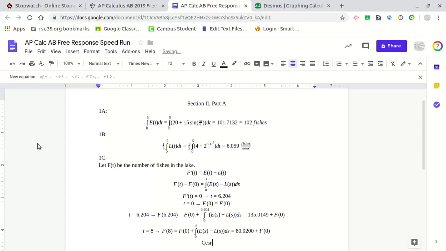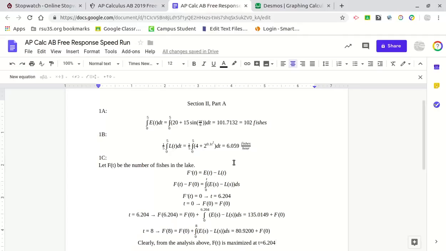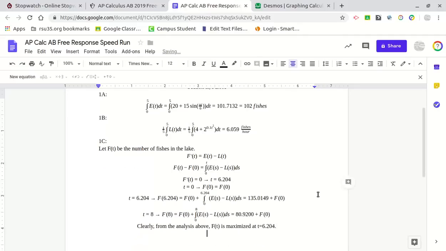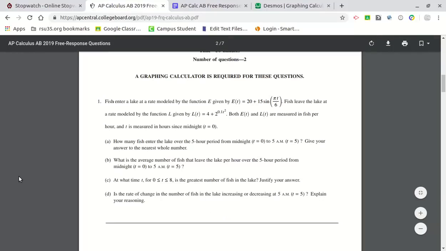Clearly, and this is probably not the correct way to word this in an AP Calc AB answer, but I'm going to do it anyway: clearly, from the analysis above, f of t is maximized at t equals 6.204. Yeah, that's it. Hopefully that is correct according to the AP Calc AB rubric. I don't really remember the rubric, but we're going with it.